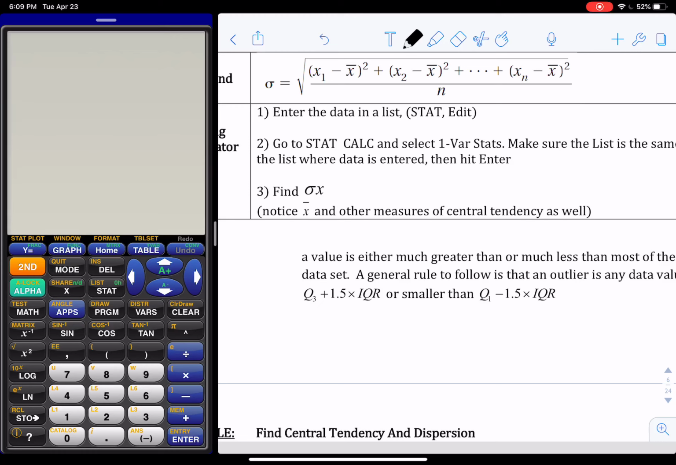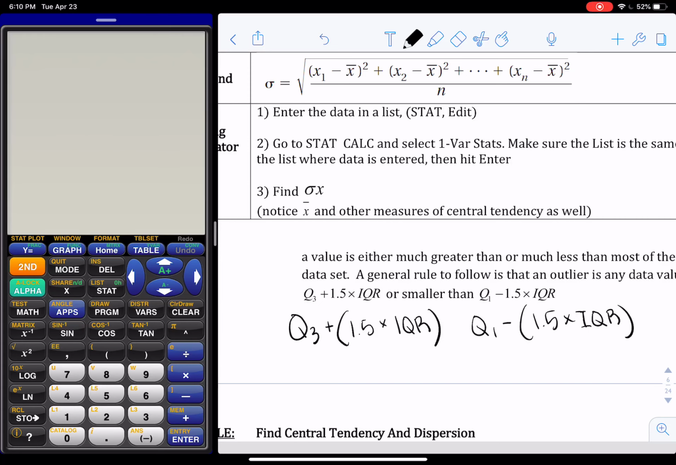So this one, I'm going to rewrite these because the way that they're written is a little bit confusing if you're going to remember PEMDAS. So it's Q3 plus, and then I'm going to put the 1.5 times the IQR in parentheses. And then it's Q1 minus, and then parentheses, 1.5 times the IQR.